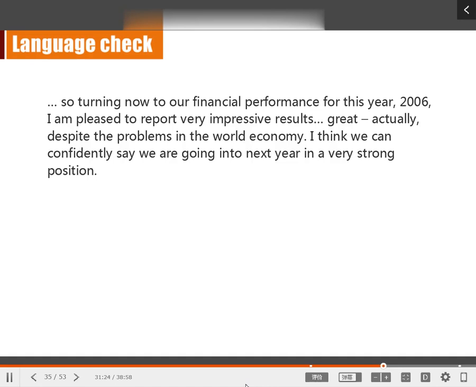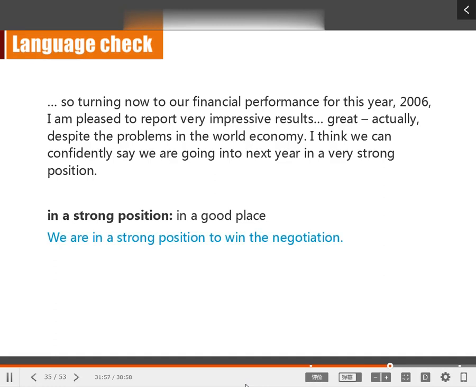那么第一部分呢，这个 presenter 是从整体这个宏观的角度来概述了一下今年他们公司的财政状况是怎么样的。So turning now to our financial performance for this year, 2006, I am pleased to report very impressive results. 那么这里呢，大家要注意一下最后一句话。I think we can confidently say we're going into next year in a very strong position. Here, in a strong position means in a good place. For example, we're in a strong position to win the negotiation. We're in a good place to win the negotiation.